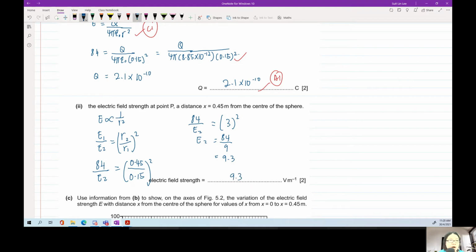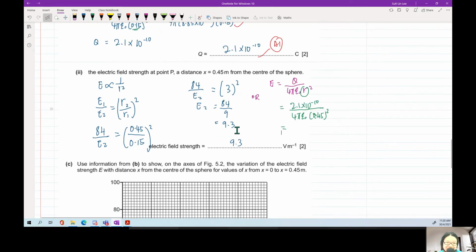2SF. Okay. Alternatively, some students be like, Miss, actually, we have everything we need in this equation. Can I use the equation again? Sure. You can use this again. Instead of 0.15, this one you put 0.45. I repeat the calculation again, because we have Q already, right? So what you will do is you will put 2.1 times 10 to the power negative 10 divided by 4 pi epsilon naught 0.45 squared. You will get the same answer. Okay, I prefer to use ratio because ratio is faster. I just say 84 divided by 9. Easy to press calculator. I don't need to include all the prefix.